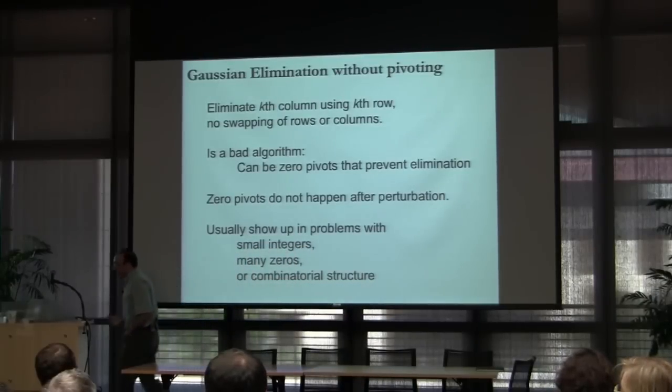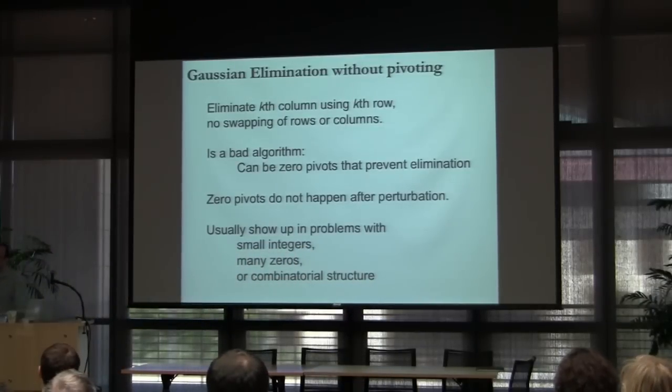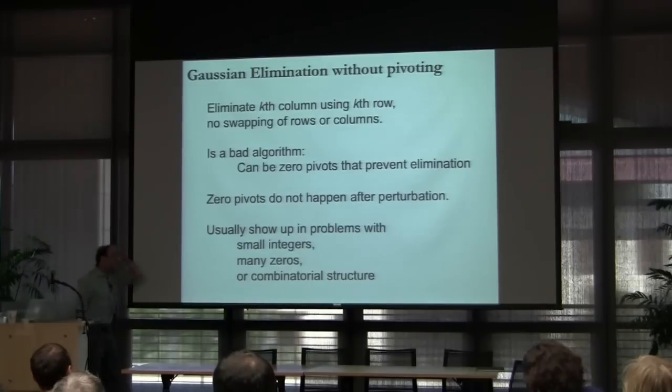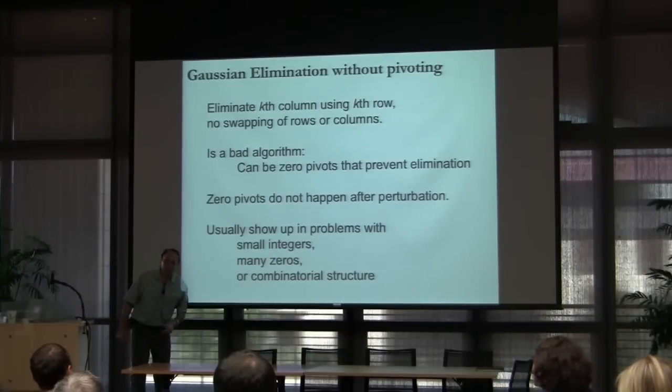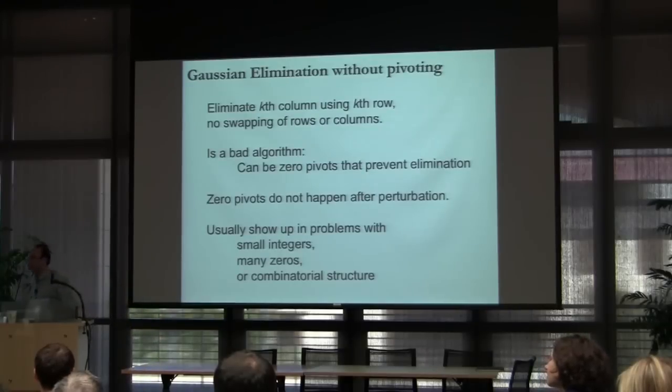So of course, you can ask, when do zero pivots actually show up? Usually on the problems your teachers give you, because those all have small integers in them, and then those accidentally cancel to give you zeros on the pivots. Or if you have many zeros in your problems, or I'll admit, if you're solving a system of linear equations that came from some combinatorial problem, it's reasonably likely you're going to get zero pivots somewhere along the way. But of course, if it's combinatorial, probably all your entries are one or zero.